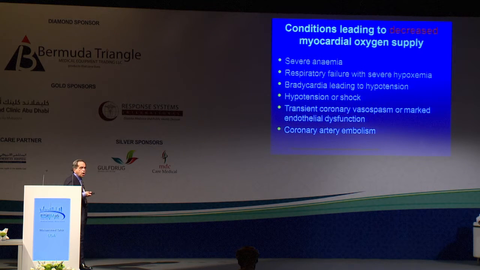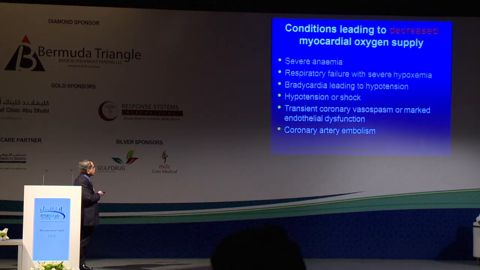Bradycardia, a lower heart rate leading to hypotension, will reduce your oxygen supply to your brain as well as to the coronary blood vessels. And if you're old, there is likely to be some degree of coronary artery disease, and that may actually affect the oxygen supply. Hypotension, shock, vasospasm we talked about, and endothelial dysfunction.